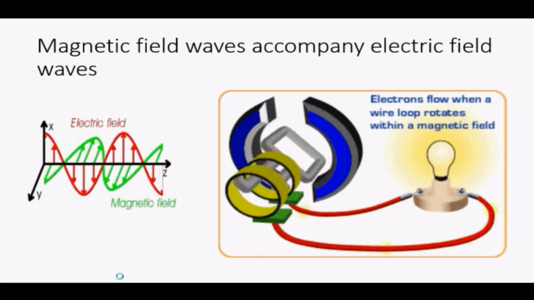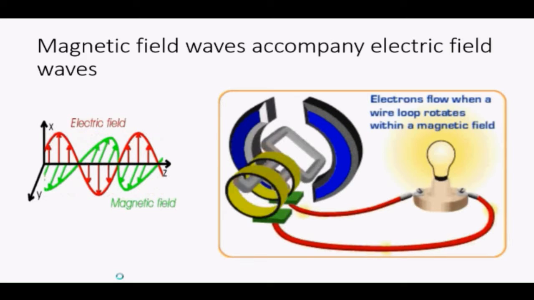Magnetic field waves accompany electric field waves. They are always perpendicular to the electric field waves, and it is one of the basic concepts in electrical machines.